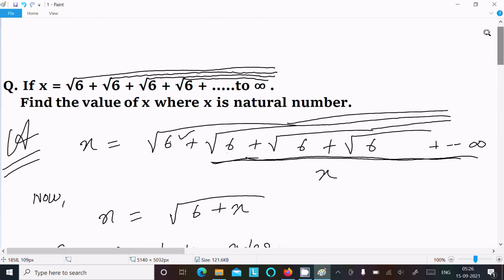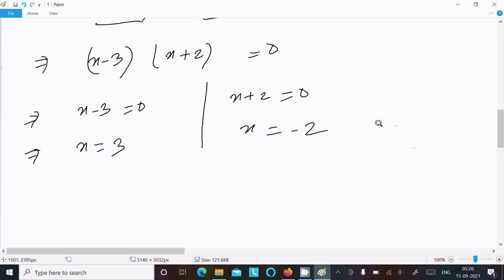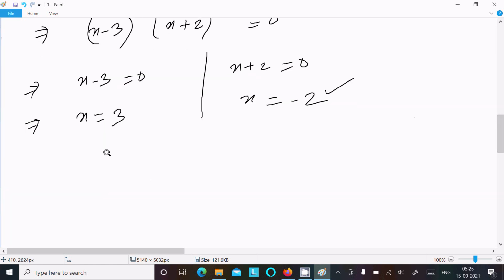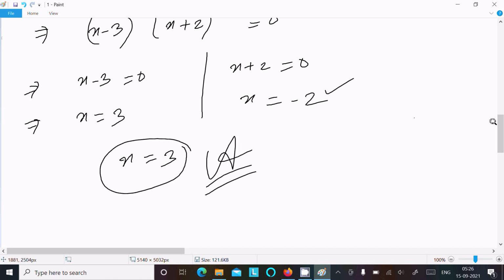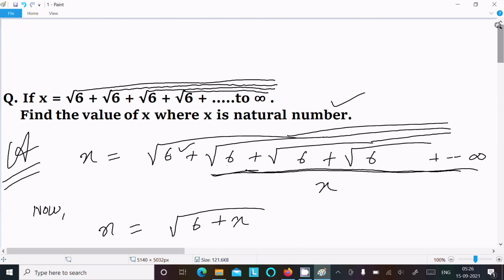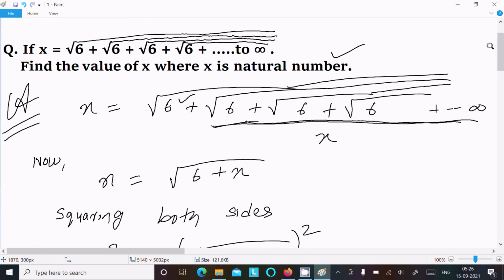Now, since x is a natural number, that is, a positive integer, this is the answer. So here x is a natural number, so x equals 3 is our answer. So this is the way we can find the value of x.